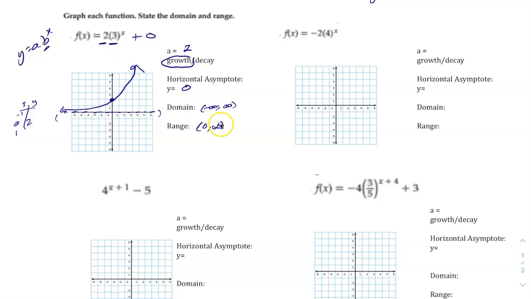Now you notice it's a parenthesis, not a bracket, because you can't actually touch 0. There's an asymptote there, so you're not going to go past it. So that's that first one.